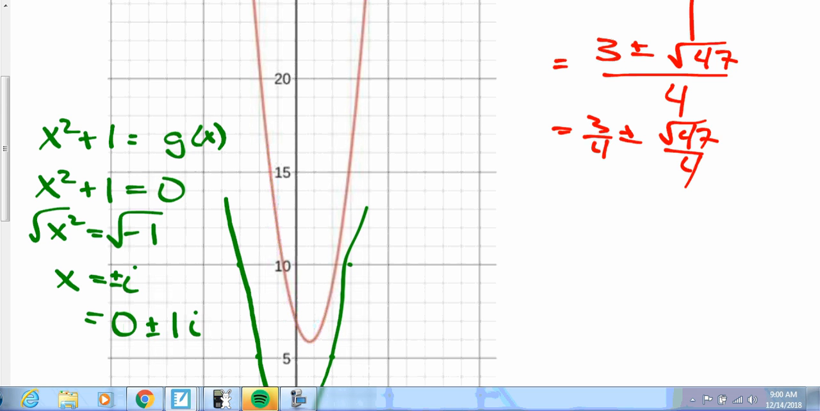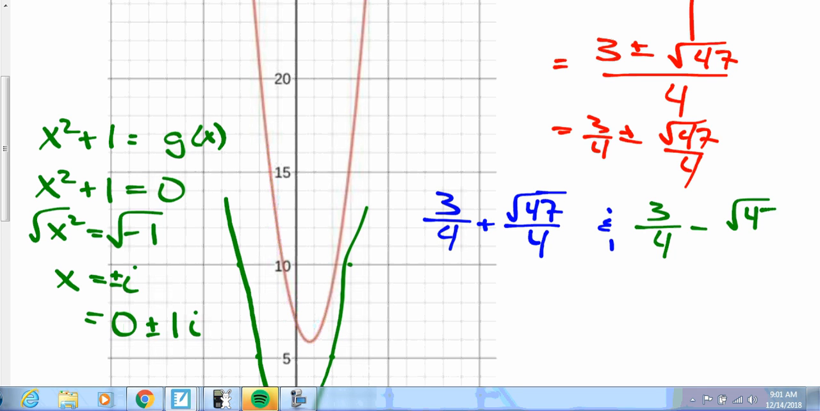I'll write them down so that you guys can see them. 3/4 plus root 47 over 4, and I'll put this in green, 3/4 minus root 47 over 4. What is the relationship of those two complex roots? Say again, Zach? No. Anybody else from the afternoon class yesterday got some insight on that?